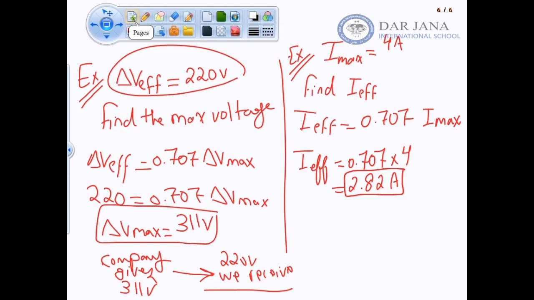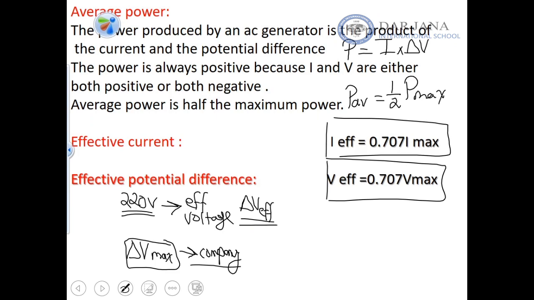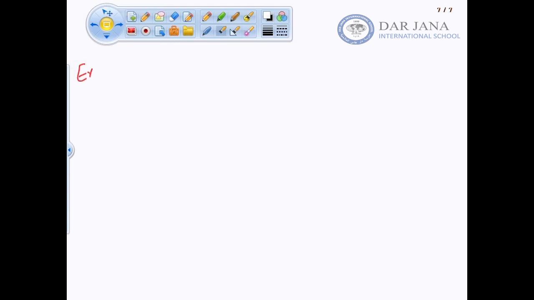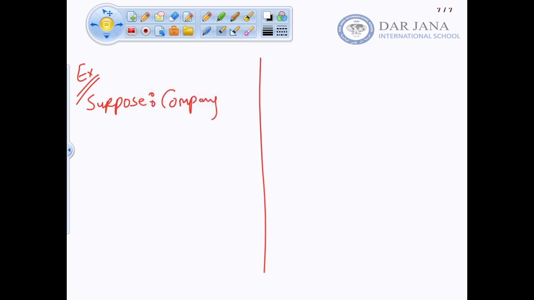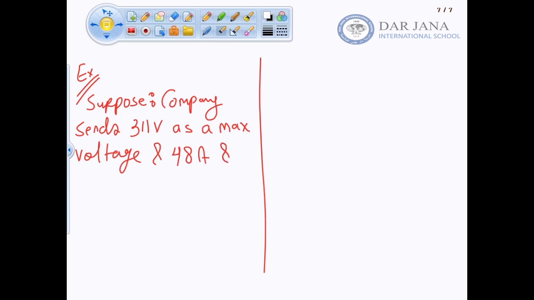Okay, I will solve another exercise about the power, which is here. This formula, P average is equal to half P max. Example, suppose the electric company sends 311 volts as a maximum voltage and 48 amperes as a maximum current. Find the average power.